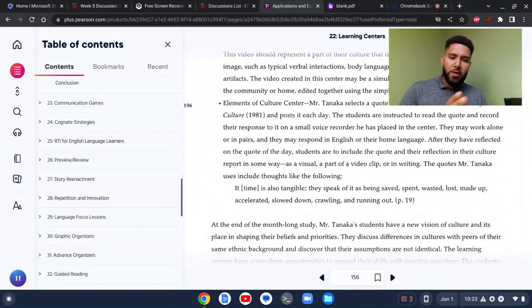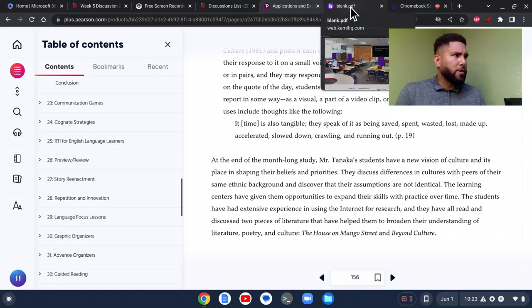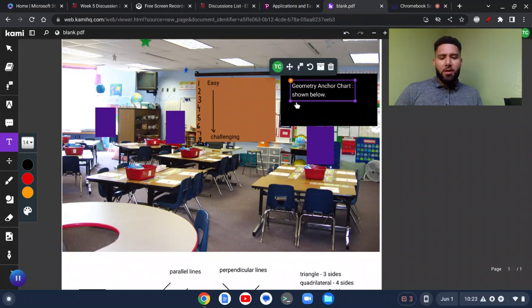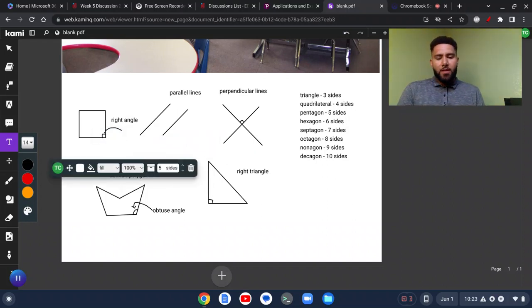So you can actually incorporate different levels of difficulty in the learning centers. Okay, one way that I use this in the classroom I was teaching was a geometry portion. It was very difficult to teach geometry because there's a lot of different academic language that you have to use and a lot of visuals that students have to take notice of when they look at a specific shape or specific lines.